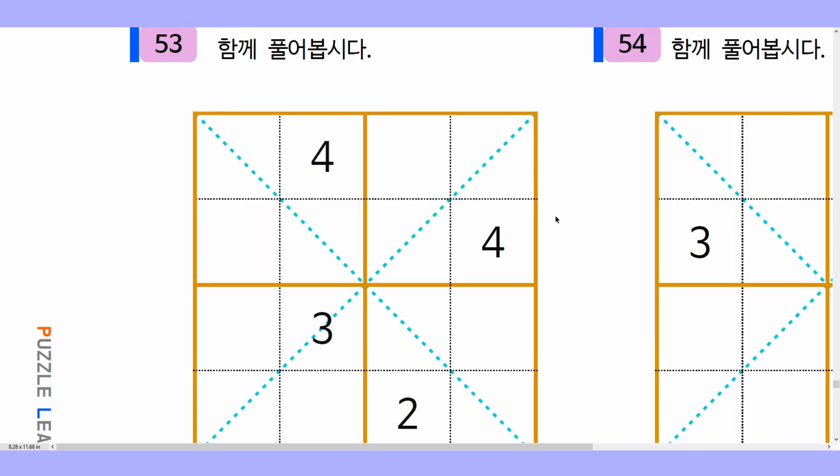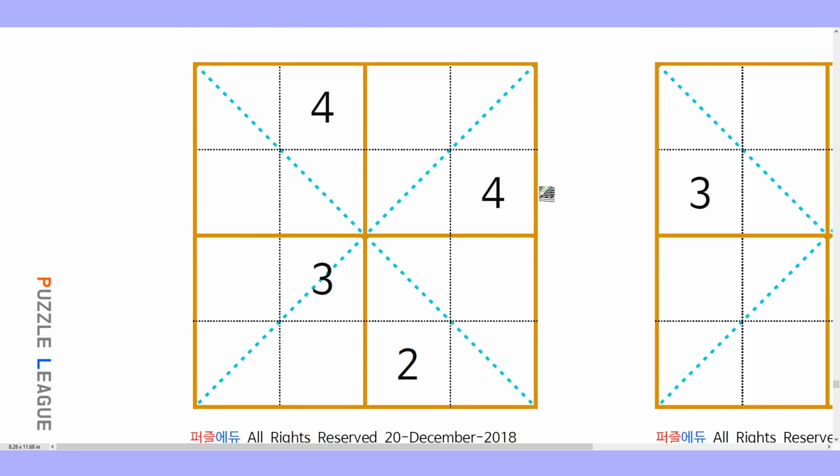Alright, now let's try an actual example. Here, we have puzzle number 53. Using the techniques we just learned, let's try to solve this. Let's take a moment and look at the puzzle. We know that this second column has 2 out of the 4 numbers. So let's start with this column.